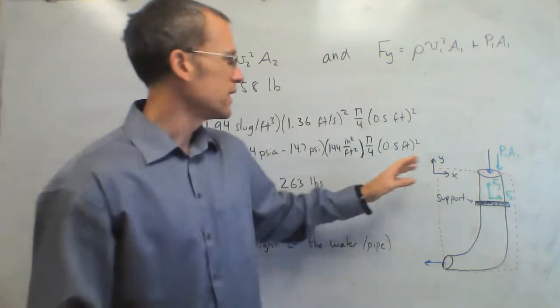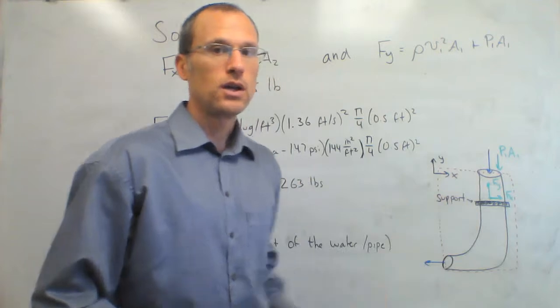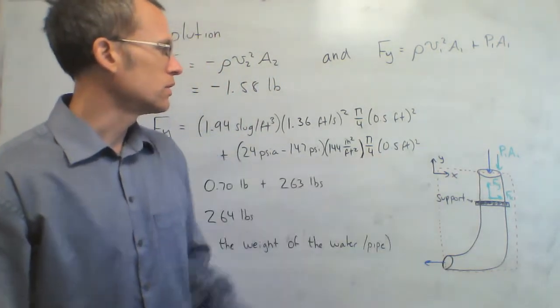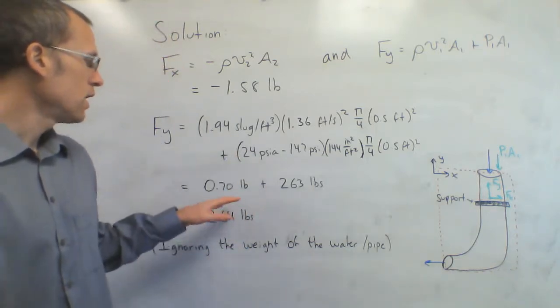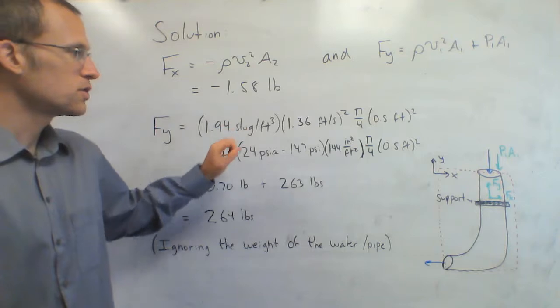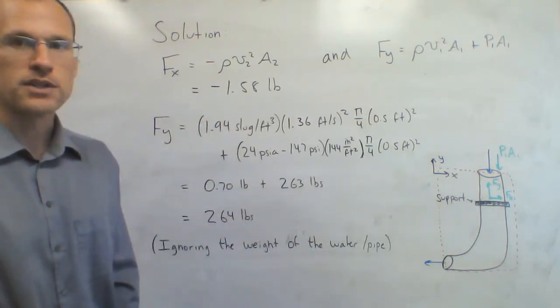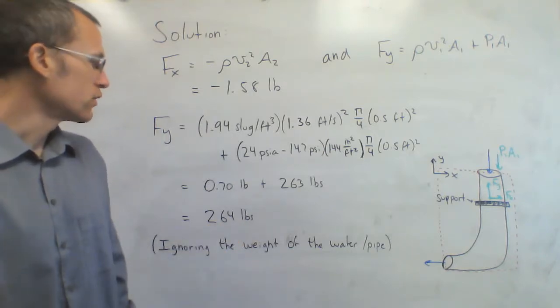And then again, this pressure of 24 psia is only acting on this area A1, so that's the only place it's not canceled out. So that area A1, pi over 4, 0.5 feet squared, gives me 0.7 pounds from the water contribution coming in, and then 263 pounds, the majority of it from this pressure force. So total 264 pounds in the y direction.